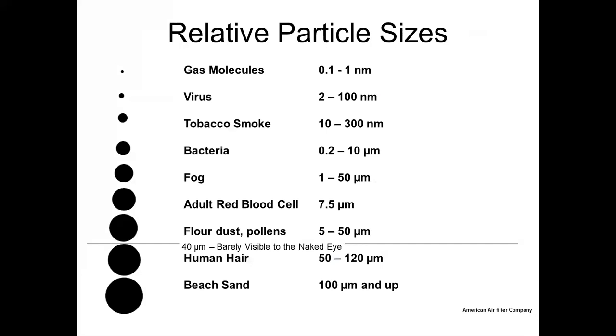And bacteria is huge. Bacteria is 0.2 to 10 microns, and certainly that is in the area where we could use nanotechnology to help with bacteria, control bacteria, abate bacteria, etc. Fog, rather large. And then a red blood cell, I always look at that as a milestone of size, 7.5 microns. Dust, pollen. A human hair is about, I always say, about 100 microns, because it's a nice even number.